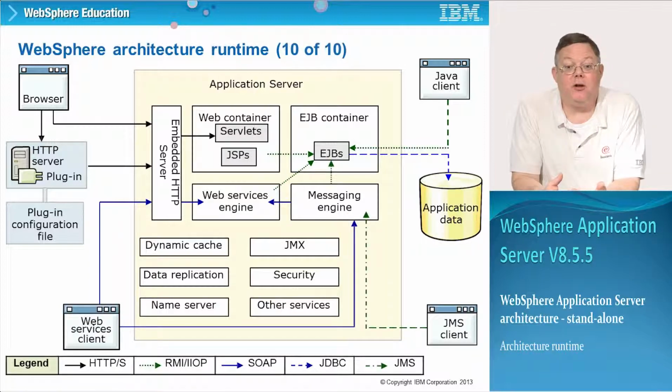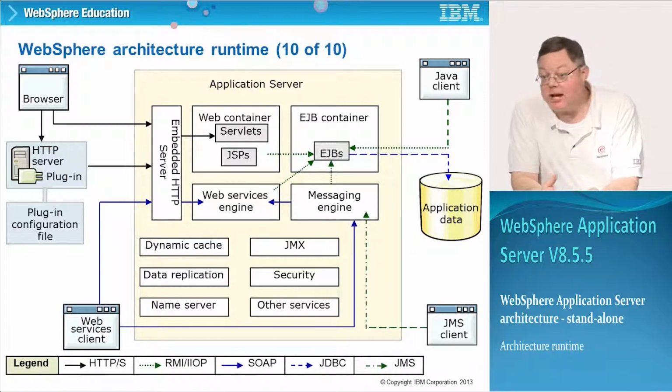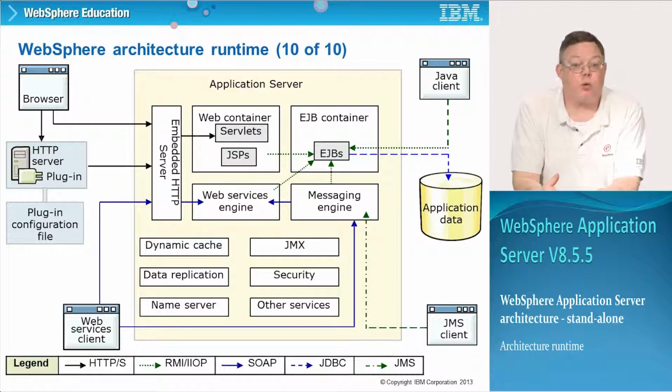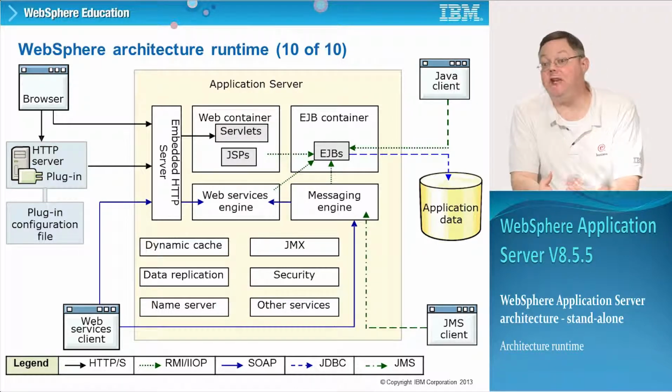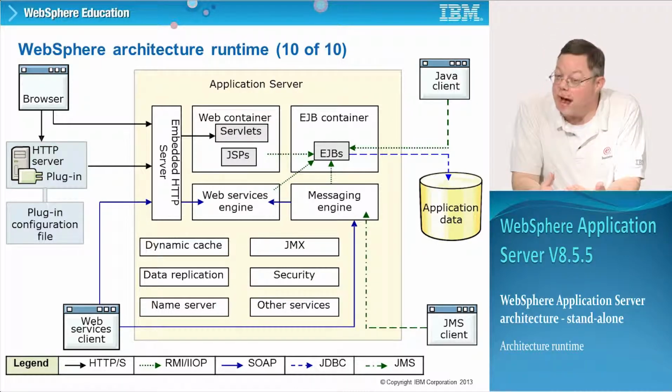Finally, we have an example of a web service client or a JMS client interacting with a WebSphere application server using the messaging engine. So this would be an example of a client using JMS, for example, to access our application server. And WebSphere is kind of slick this way. It can actually be a JMS provider, or it can wrap a JMS provider.